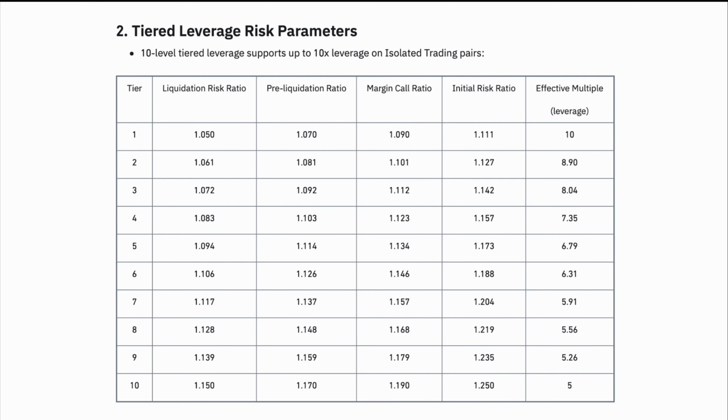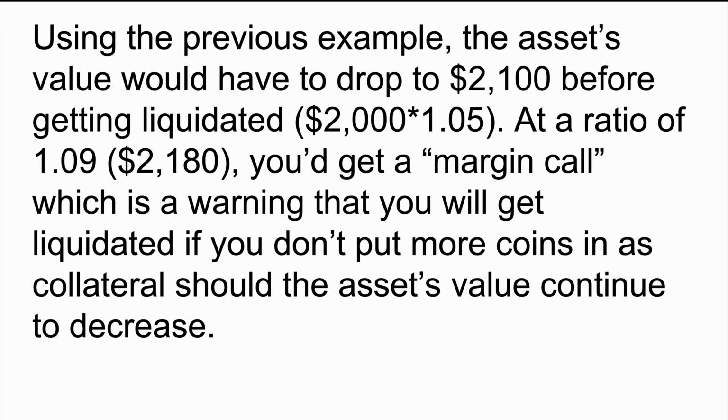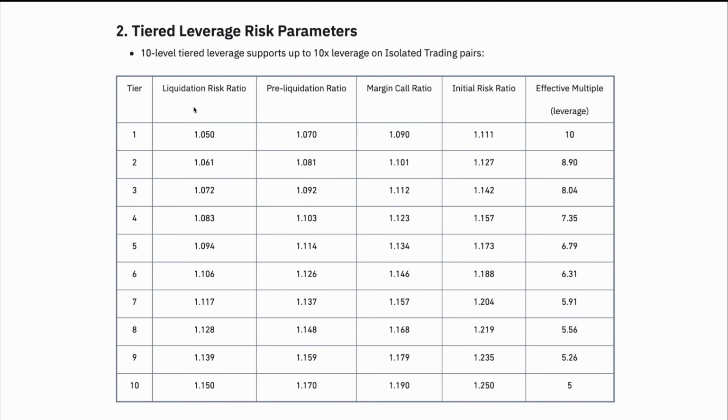Now, as an example, for Binance, on 10x leverage for isolated trading pairs, these are their ratios. They have different tiers. They have 10 tiers over here, and they have different ratios for different things. So as an example, the liquidation risk ratio is this over here, but then a margin call ratio is this over here. So using the previous example, the assets value would have to drop to $2,100 before getting liquidated, which is the $2,000 times 1.05. Now I'm getting this 1.05 from this over here, which is the liquidation risk ratio. So that's that number there.